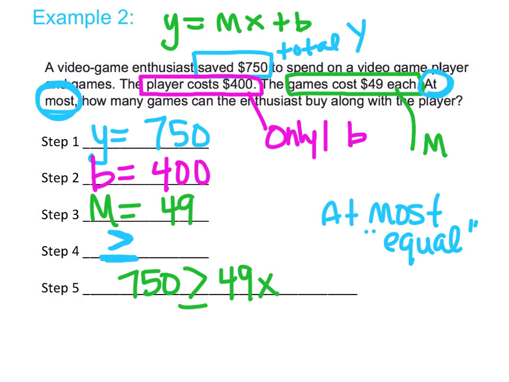And then I have to add the cost of the video game player or the console. So the video game player costs $400. I'm going to put 400 at the end. And now I have my equation. Your final answer for this setup is $750 is greater than or equal to 49 times however many games I buy plus 400, which is the cost of the player.